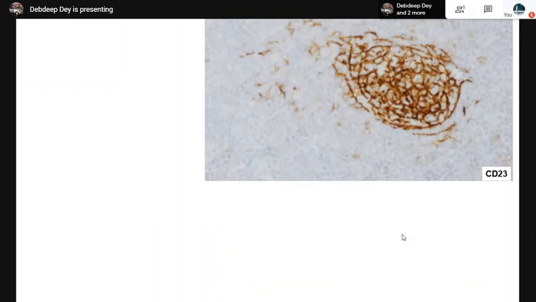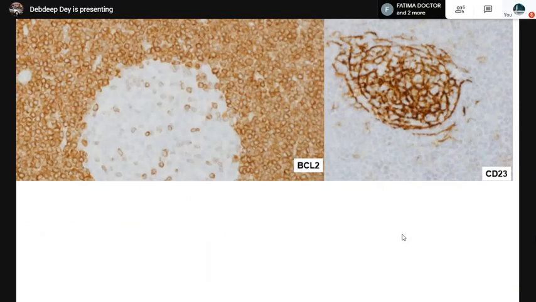This is the CD23, which is highlighting only the dendritic cell meshwork and not anything more. This is the BCL2, which is negative in the follicles, but it's positive in the immediate vicinity, which is the mantle zone.